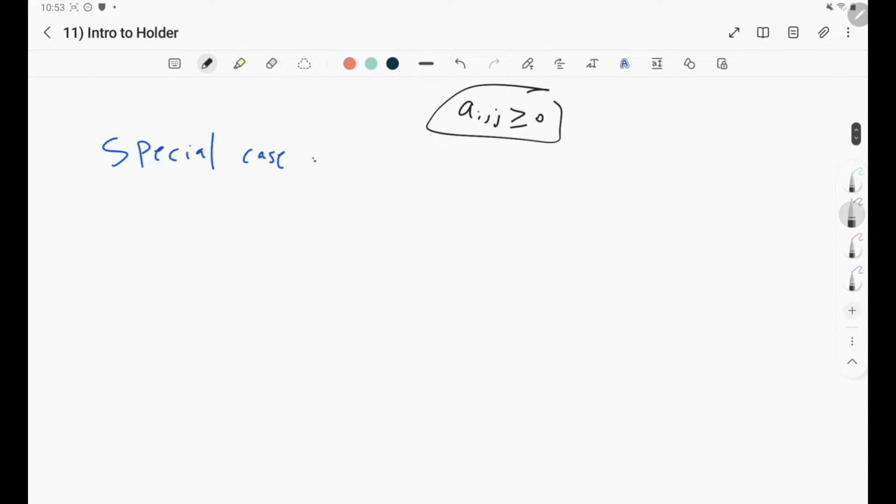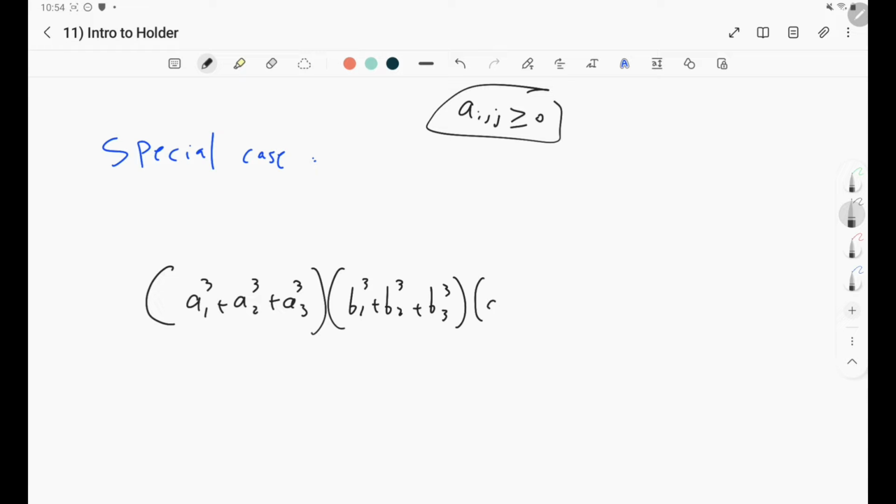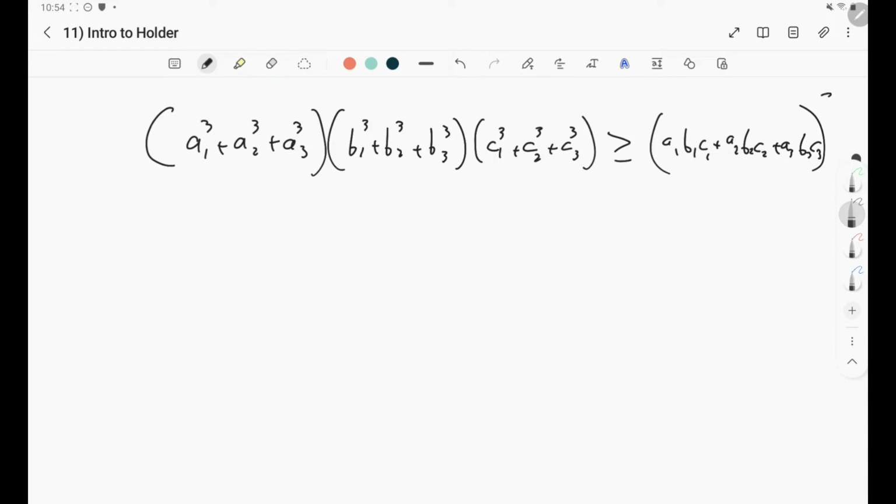Okay, so the special case we'll be working with is the following. Let's write it down. (a1 cube plus a2 cube plus a3 cube) times (b1 cube plus b2 cube plus b3 cube) times (c1 cube plus c2 cube plus c3 cube). This thing is greater than or equal to (a1 b1 c1 plus a2 b2 c2 plus a3 b3 c3), all of that to the power 3.